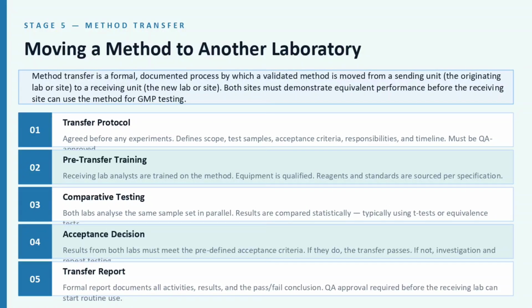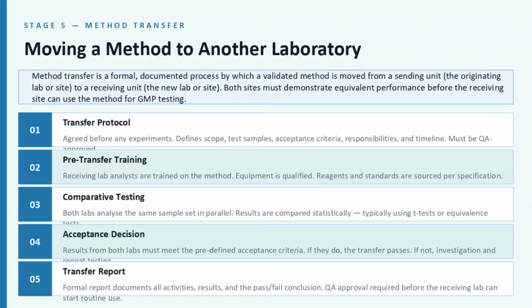Step 4. The results are compared statistically. This is typically done using a t-test or an equivalence approach. The results from both labs must fall within the predefined acceptance criteria. If they do, the transfer passes. If they do not, you investigate and may need to repeat testing or make adjustments.